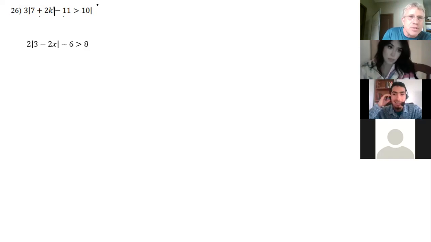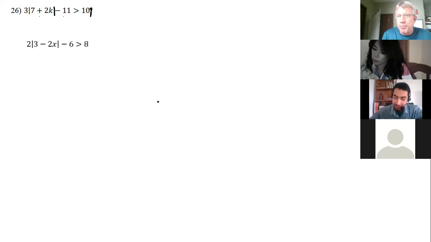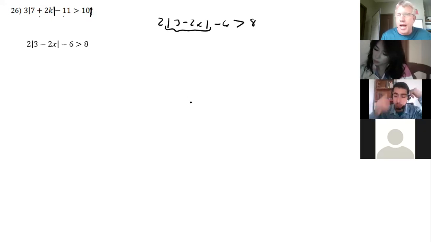So the absolute value bar is supposed to be there, and it shouldn't be there. So it should have this type of flavor to it. And then it's worth doing just because it plays off of the conversation we were having previously. Hey, you've got 2 times the absolute value of 3 minus 2x, minus 6, is bigger than 8. And so you've got to isolate the absolute value before you do anything. You've got to get it by itself. So what's your first move? What ought it to be?